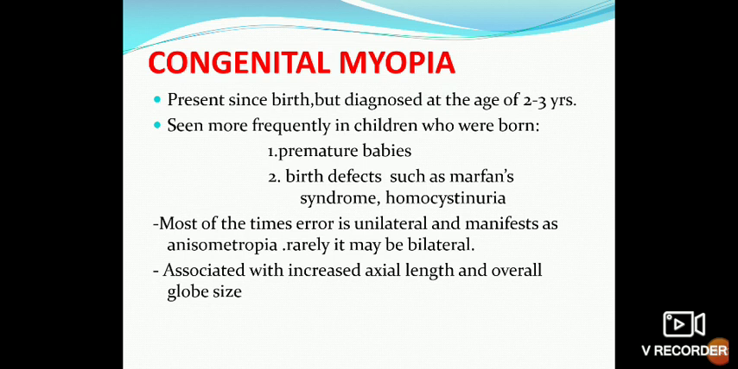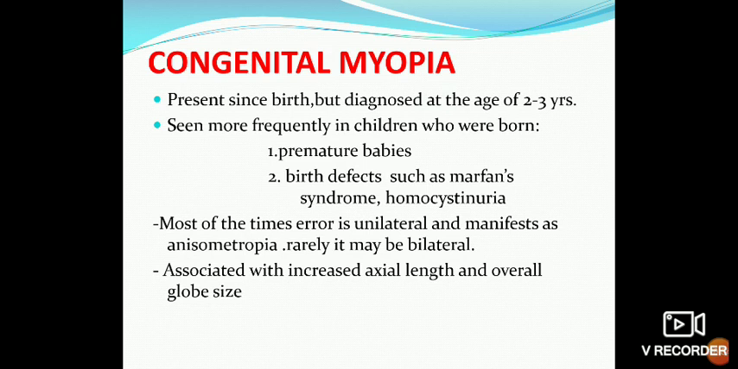And it is seen most frequently in premature babies, babies with birth defects such as Marfan syndrome, homocystinuria. And most of the time, this error is not bilateral. Most of the time, this error is unilateral, and it will lead to anisometropia. What is anisometropia? Aniso, not same.